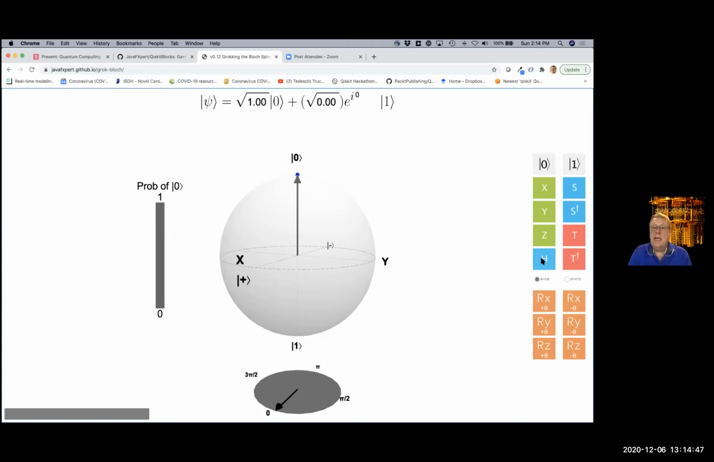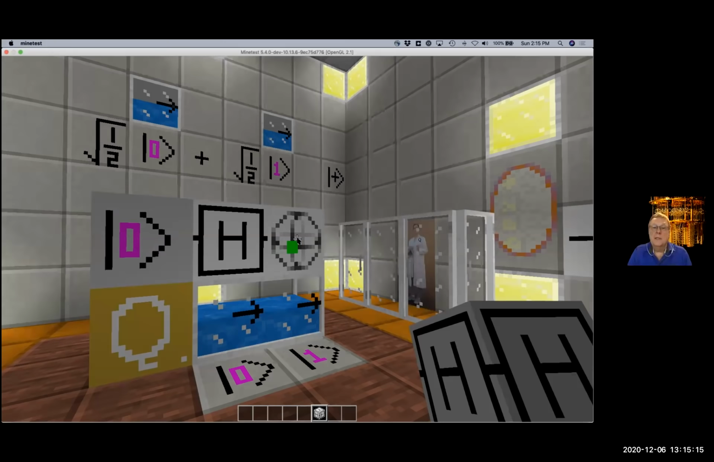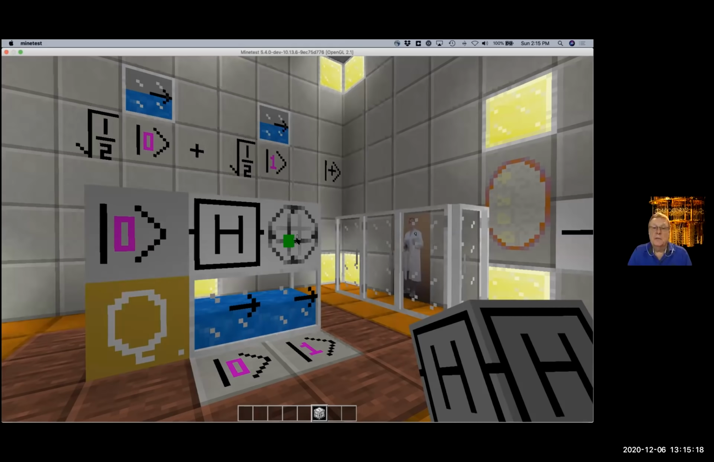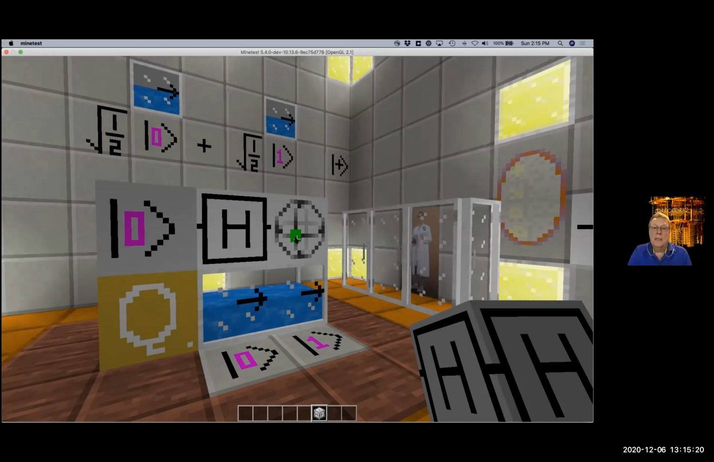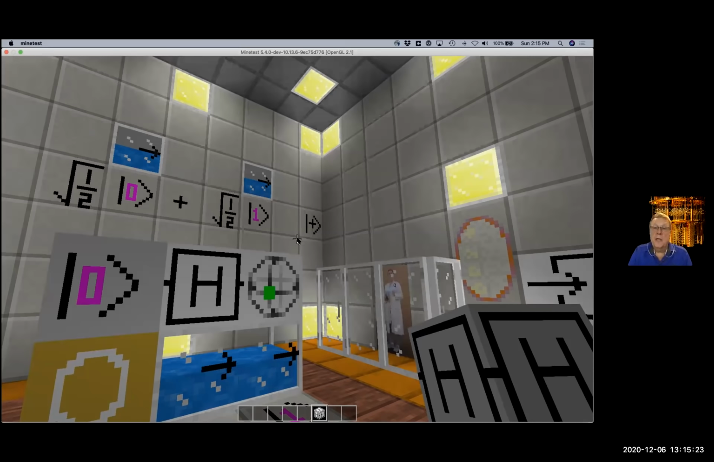If I take this H gate and apply it, then it turns that 0 into an equal superposition. Actually, anywhere on this equator is an equal superposition of 0 and 1, because it's halfway between the 0 and the 1. And this particular place on the equator is the plus state. And that's where we wanted to get, here at the plus state. That was the objective. And so we've accomplished that objective, and we can go to the next one.